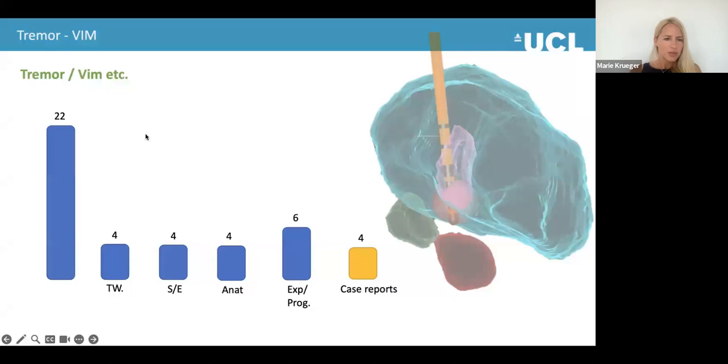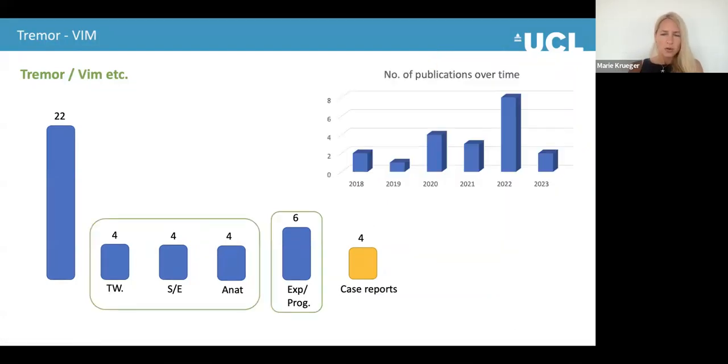So tremor and VIM studies, there were 22: 4 that were only or mainly looking at the therapeutic window, 4 that were looking at trying to reduce side effects, 4 that were looking at anatomical correlations, 6, again, experience and programming. I'll discuss those at the end together with the STN studies, and then 4 case reports, and I won't go into those.